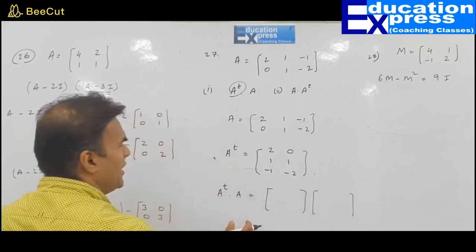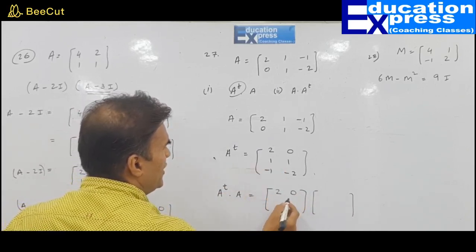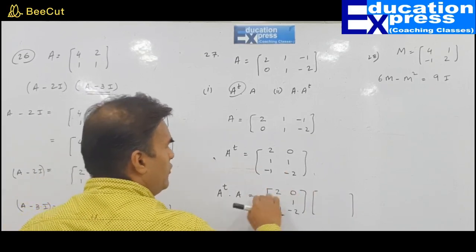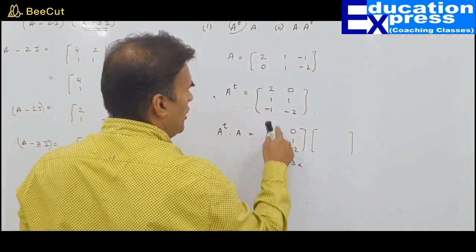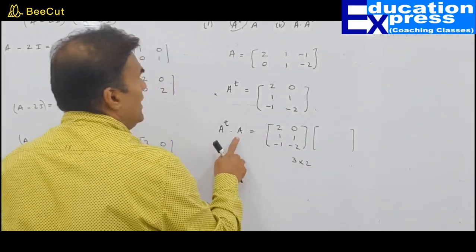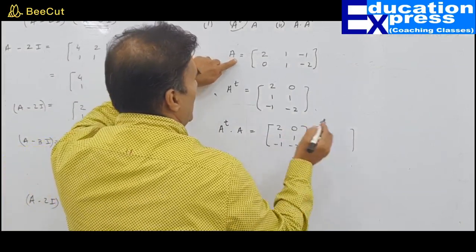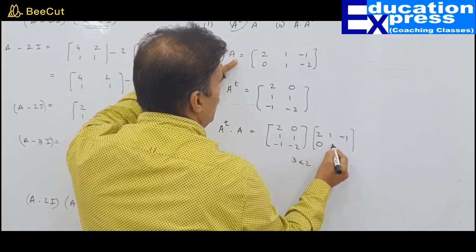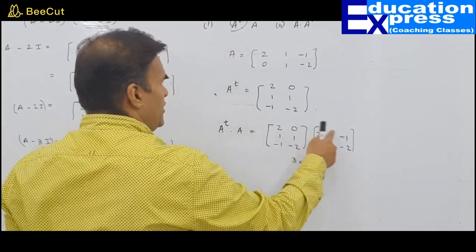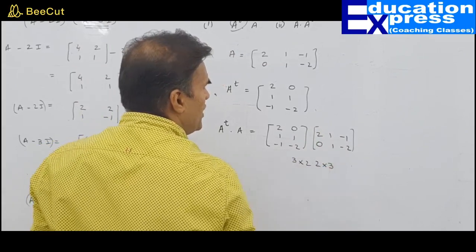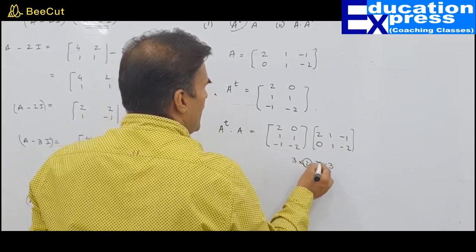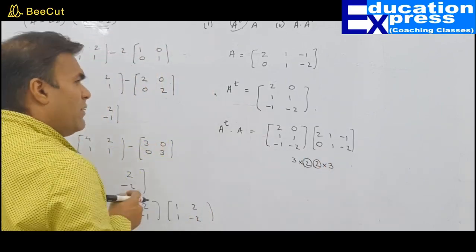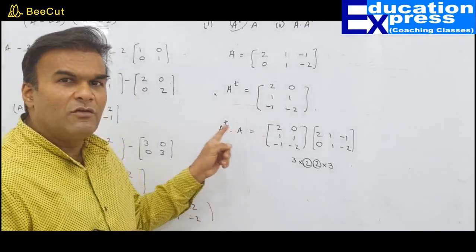So let us list down the transpose: 2, 0, 1, 1, minus 1, minus 2. How many rows? Sir, 3 rows. How many columns? 2 columns. Matrix A is 2, 1, minus 1; 0, 1, minus 2. What is the order of the matrix? Sir, 2 into 3. These two are same. Therefore, multiplication is possible.